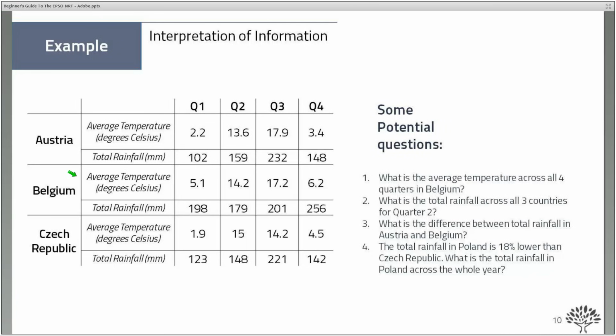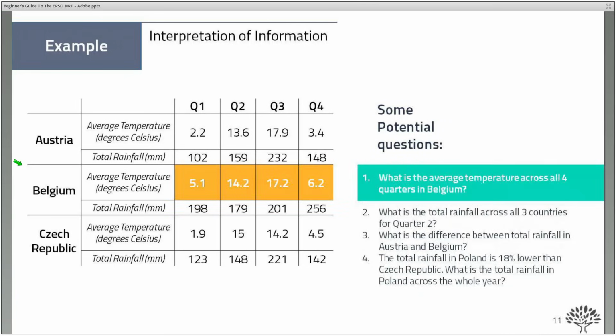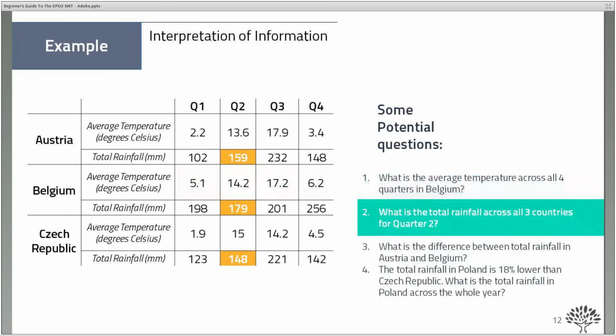This is the information we need to use to work that out. A similar thing can be done with the rest of the questions. So what is the total rainfall across all 3 countries? Well, we know it's not limited to one of these countries, but it says for quarter 2. So we're looking at the rainfall for quarter 2, and it's a total. This is the data that we would use for this. What is the difference between total rainfall in Austria and Belgium? Again, we're looking for the relevant information: Austria rainfall, Belgium rainfall.